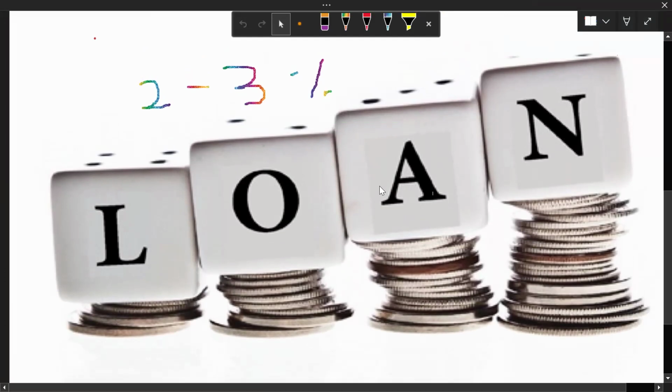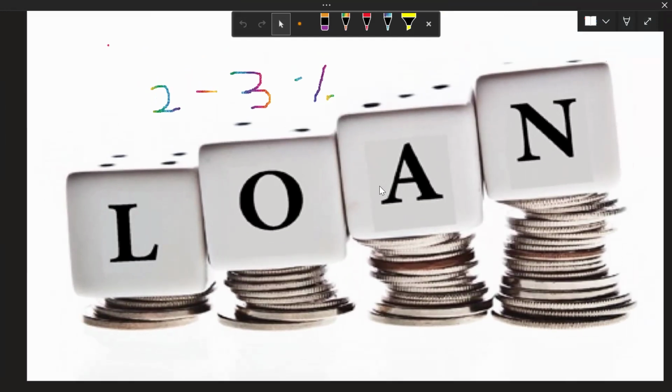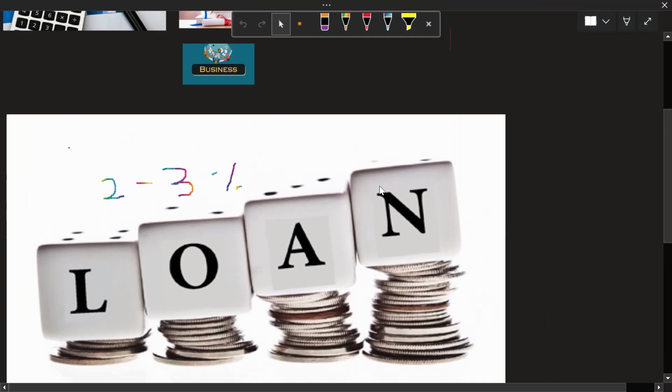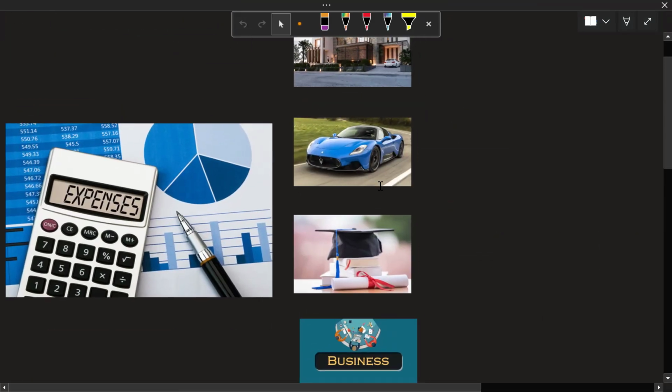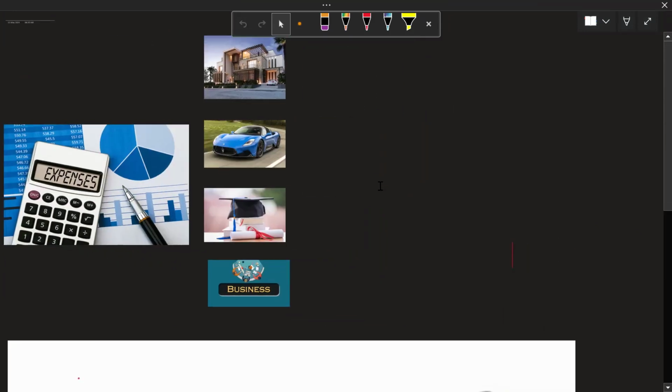Today we are going to discuss how we should avail a loan at a rate of 2 to 3% from banks, financial institutions, or any person by playing with taxation laws and finance. So let's start. First of all, we have to identify our expenses and our income. Let's assume that our income is 10 crore rupees and our expenses are 15 crore rupees.